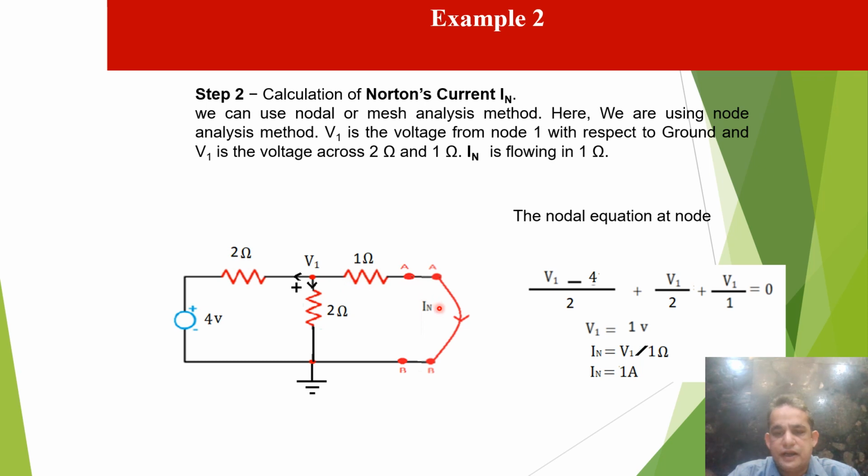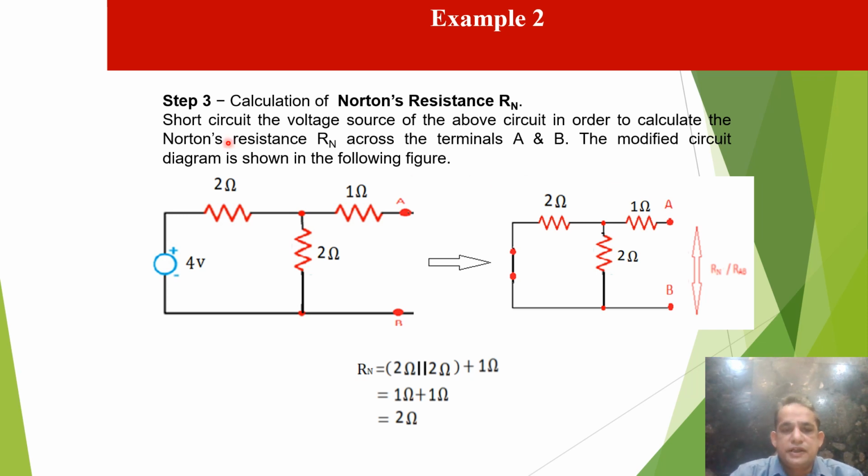Now we find current IN. Simply we apply Ohm's law. V is equal to IR, so I is equal to V upon R. Here we calculate the Norton current. Now come to step 3, calculation of Norton resistance.